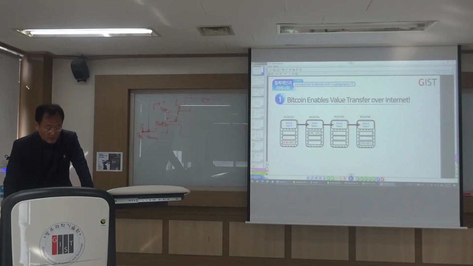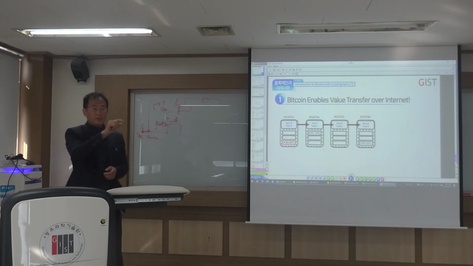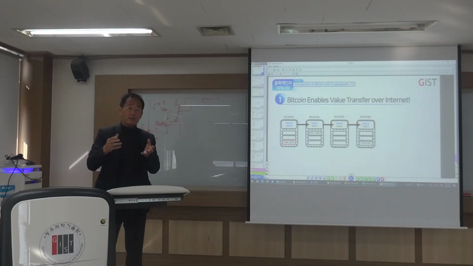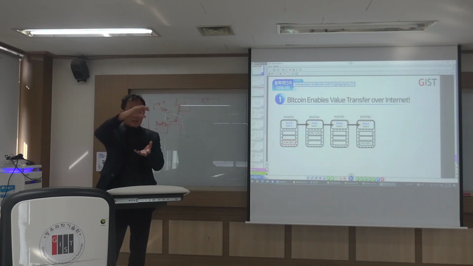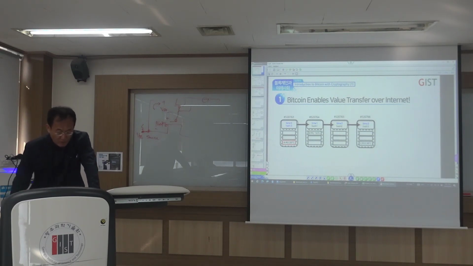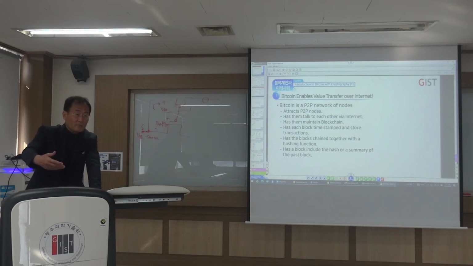So when the miner makes a block, in the first transaction he pays himself, and the rest are transactions from others. And if he succeeded in the proof of work, then this minting transaction is accepted by others so that he can get his Bitcoin, his block reward, block generation reward, and so on. And here, Bitcoin is a P2P network of nodes. It attracts P2P nodes because of this economic mechanism.